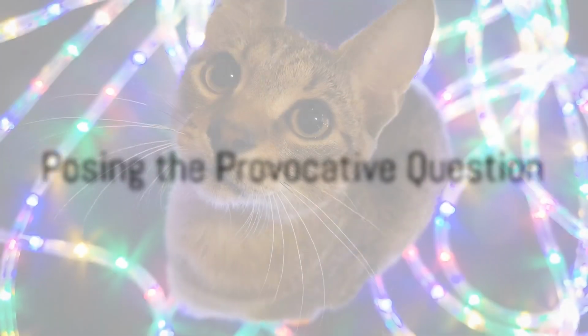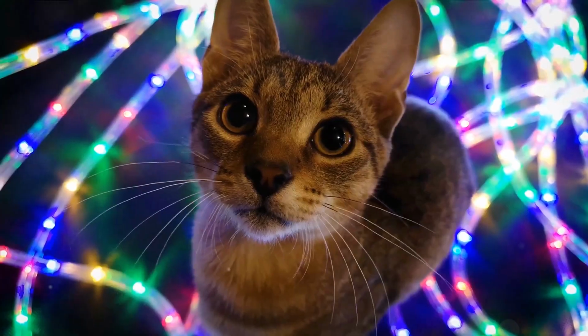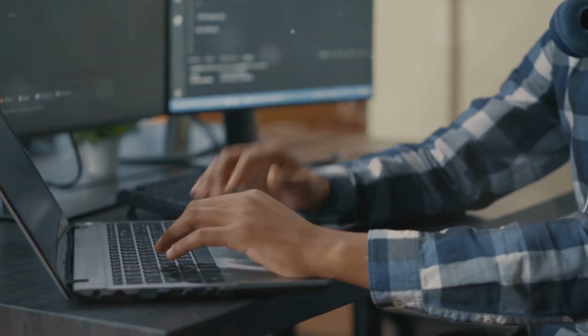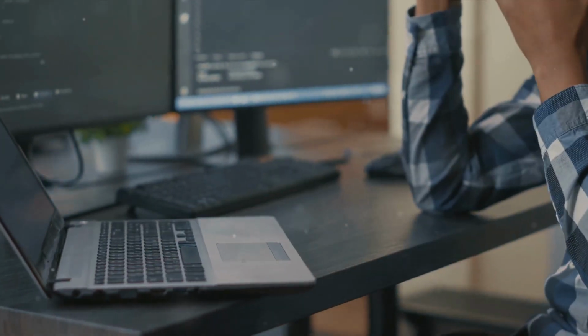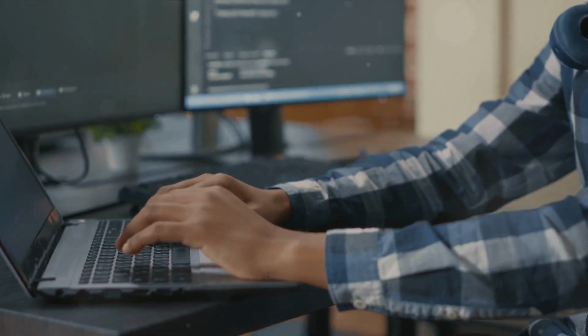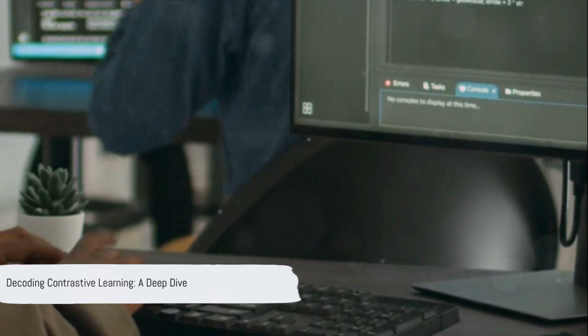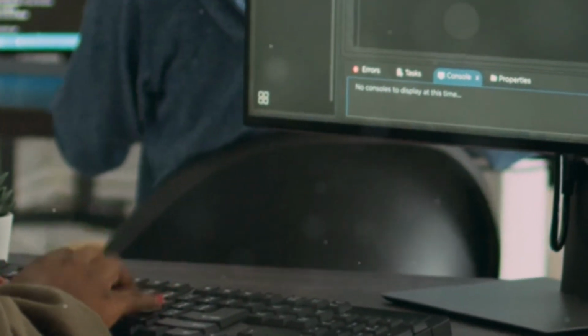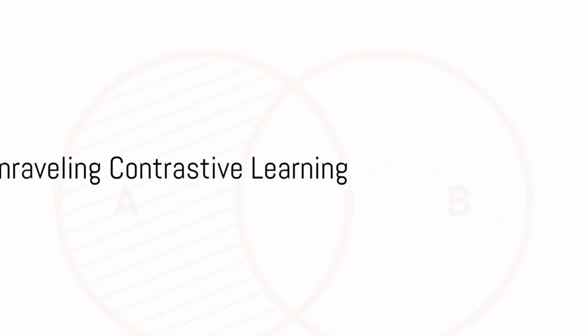Ever wonder how machines can tell the difference between a cat and a dog, or a chair and a table? This amazing feat is possible thanks to the marvels of machine learning, a cornerstone of our technology-driven world. The key lies in the concept of contrastive learning. Intrigued? Let's delve deeper. So, what is contrastive learning?